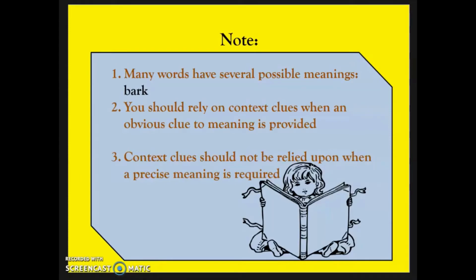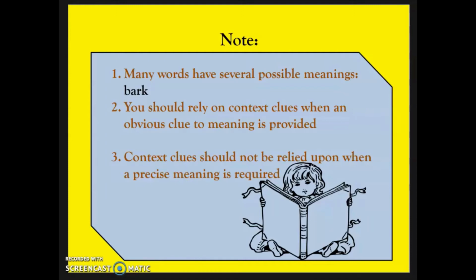Here are a few things to note about context clues. Some words can have several meanings. For example, the word bark. The word bark can refer to the sound a dog makes or part of a tree or woody plant. Context clues should not be relied upon strictly.